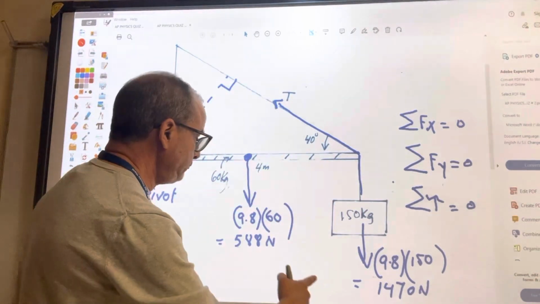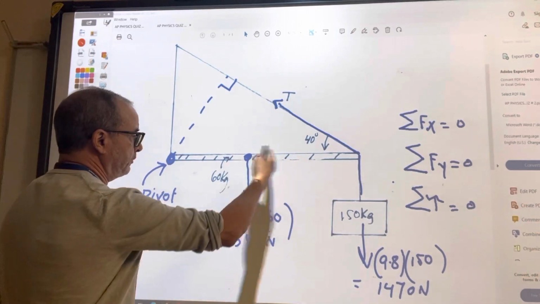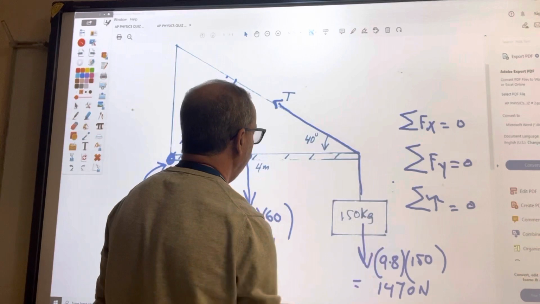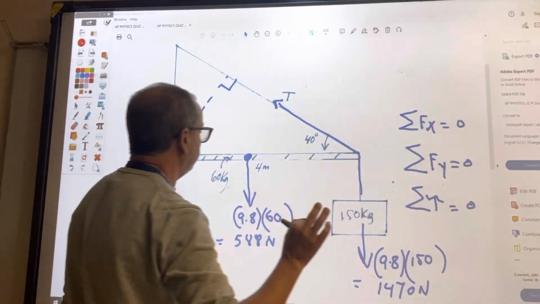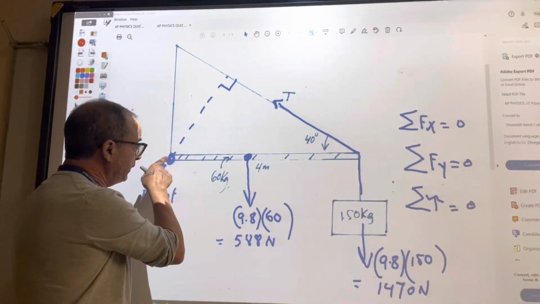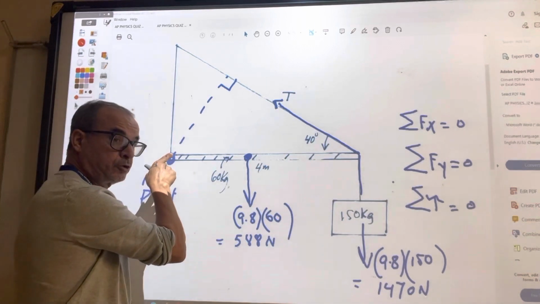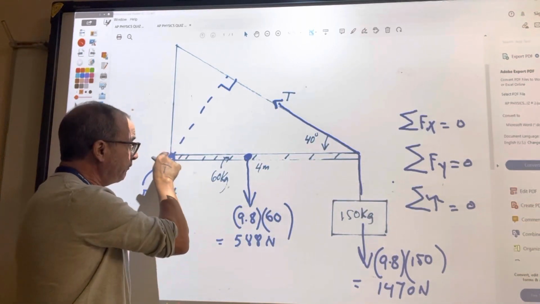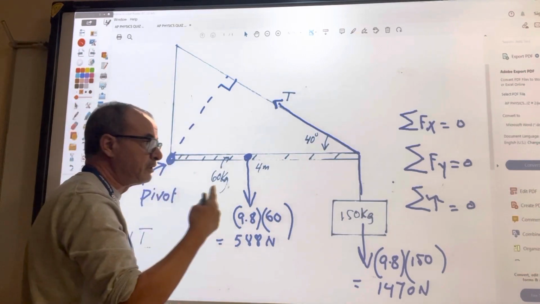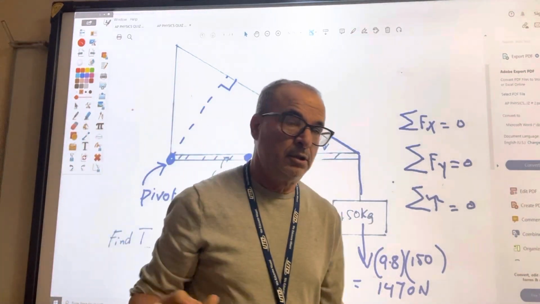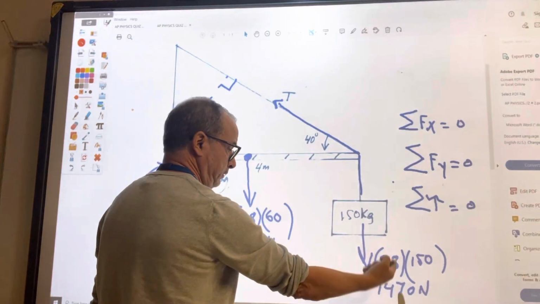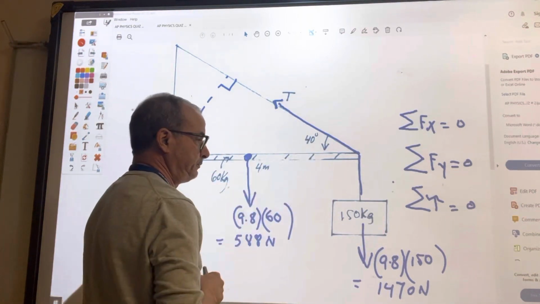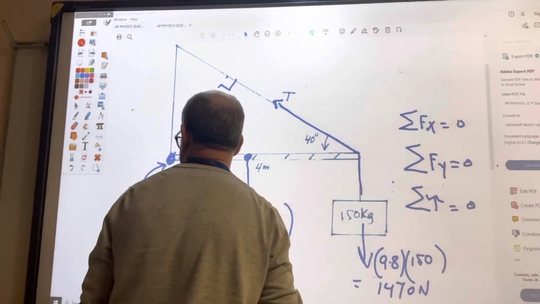Now, we have the force, the weight of the beam. We have the force, the weight of the box that we have here. And then we have a tension. These are all the forces we need. The forces here are not going to cause any torque because the distance from the pivot to the force is 0. The torque is going to come from this weight, the weight of the beam, and the tension. So let's write the torques.